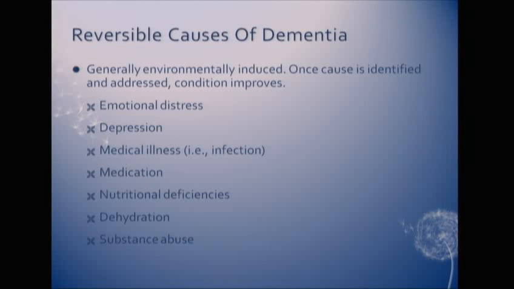So things like emotional distress, anxiety, when it gets overpowering and becomes debilitating. Depression is a huge one because a lot of times depression really mimics it. And sometimes the diagnosis of Alzheimer's and other types of dementia is wrong, because people are dealing with depression in such a severe way.